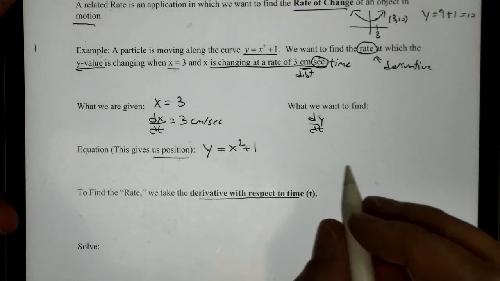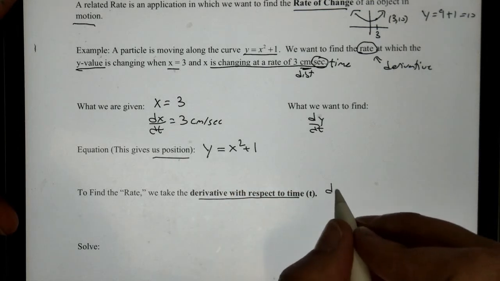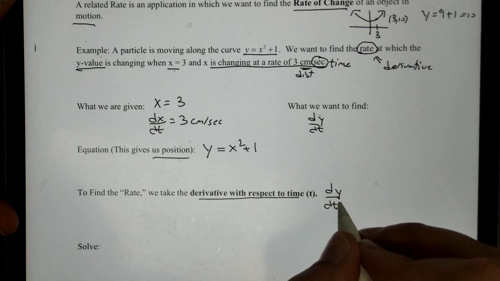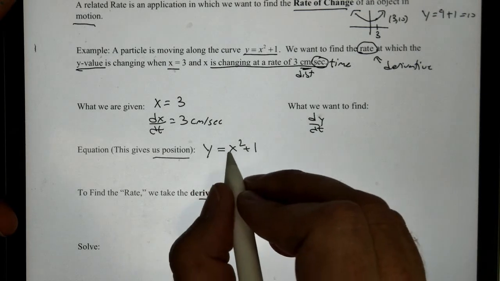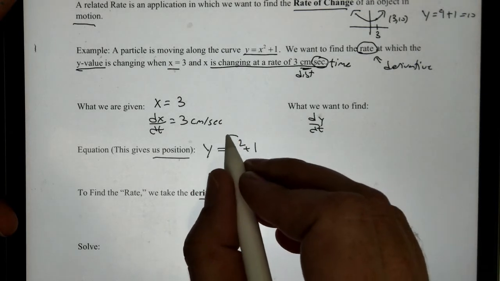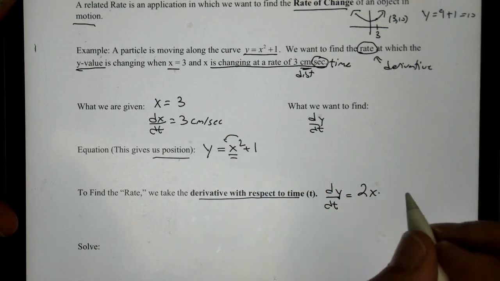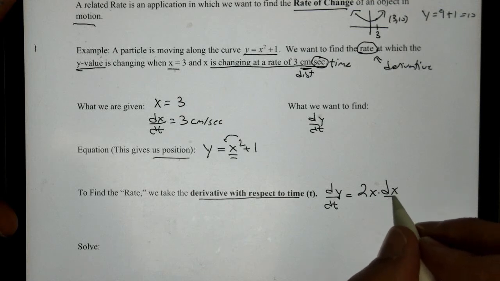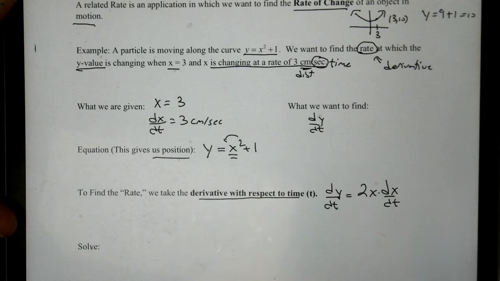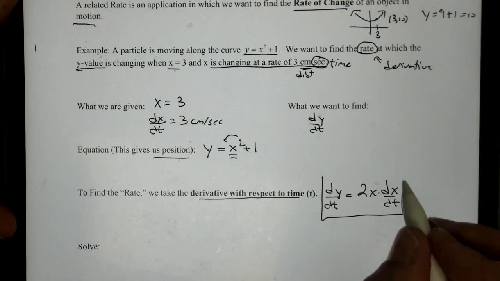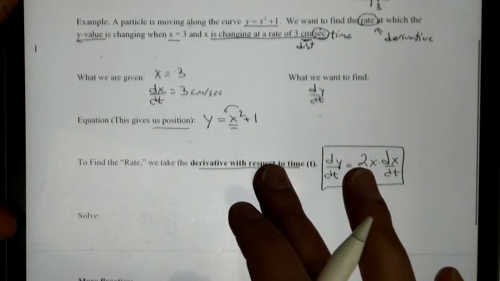And I can do that pretty easily. This is going to become dy/dt equals, take the derivative of x squared with respect to t. I am going to get 2x, but I'm going to multiply that by the derivative of x, which is dx/dt. And the derivative of 1 is just 0, so I don't need to write that. So there's our derivative.